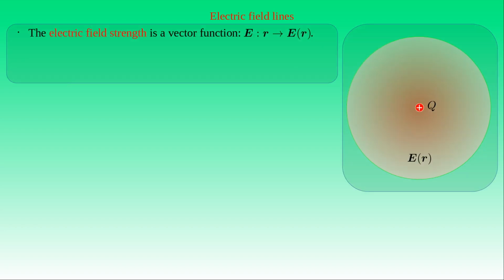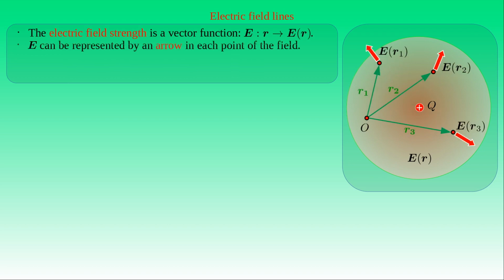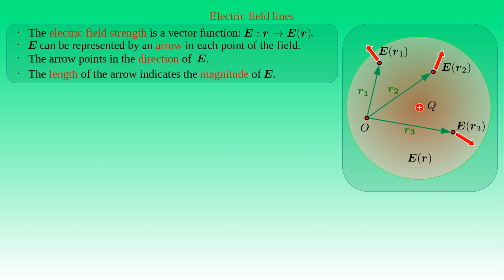In order to describe the electric field around a point charge or charged body, we introduce the graphical representation of the electric field strength. We have seen that the electric field strength E is a vector-valued function mapping each space point into a vector. Therefore, the electric field E can be represented by an arrow at each point of the field, where the arrow points in the direction of the vector E at a given point, and the length of the arrow indicates the magnitude of the vector E at that point.